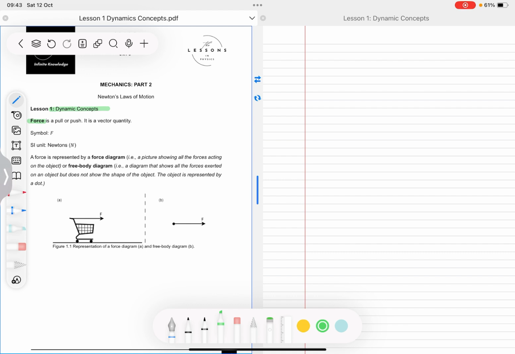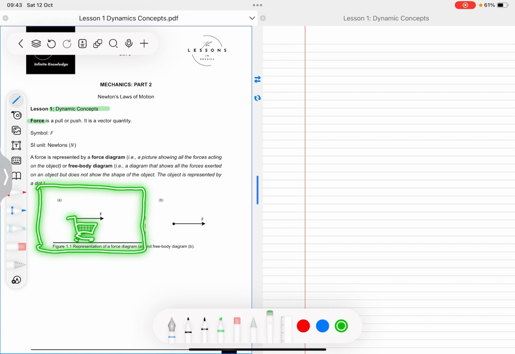So imagine here in our diagram, figure 1.1, if you look at diagram A, we have a shopping cart that is being pushed by a force F, right? And the shopping cart moves to the right, as it's pointing in that direction. It moves to the right because there is some pushing that is exerted here. We call this a force, right?